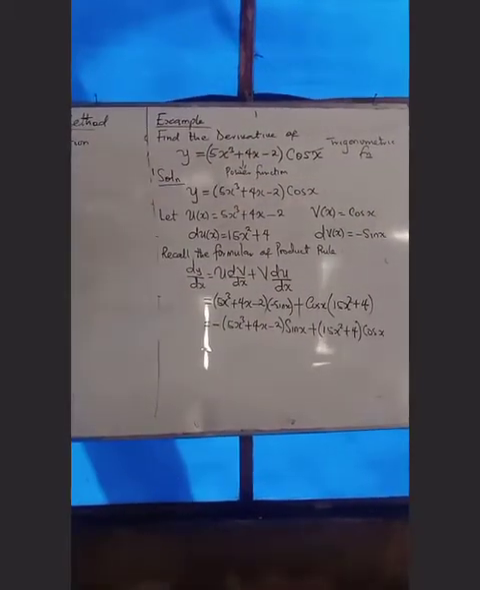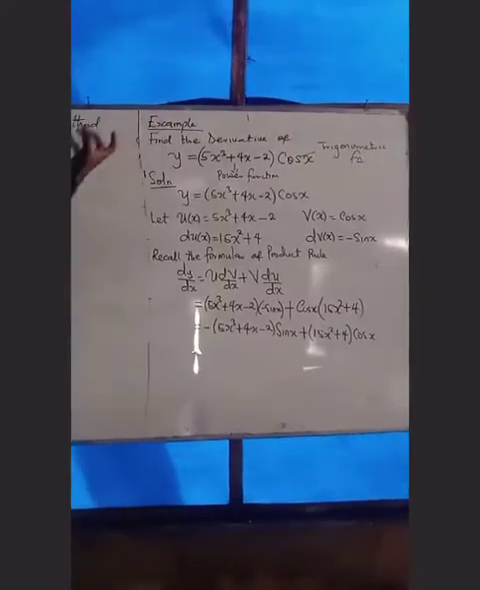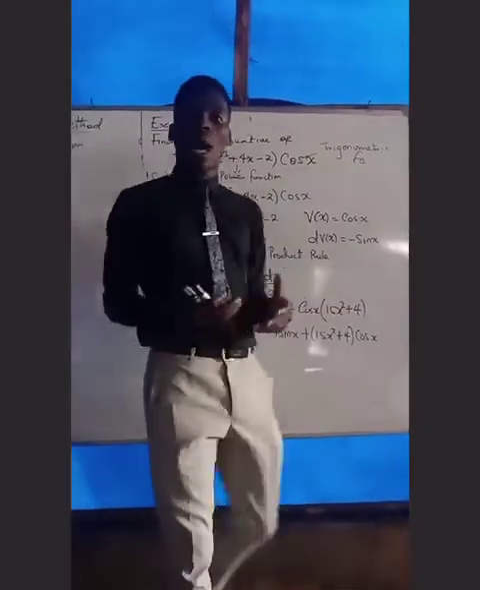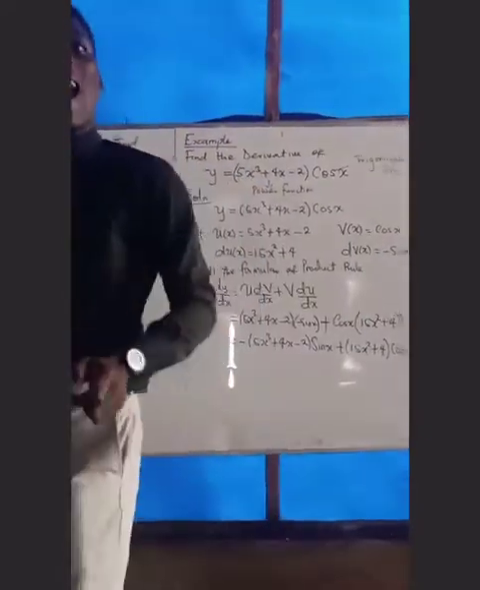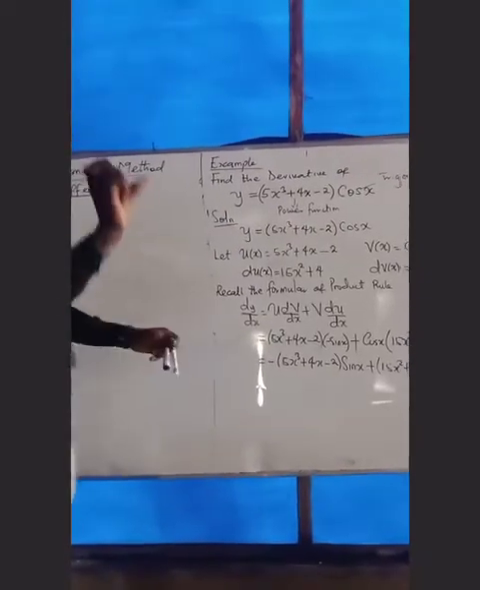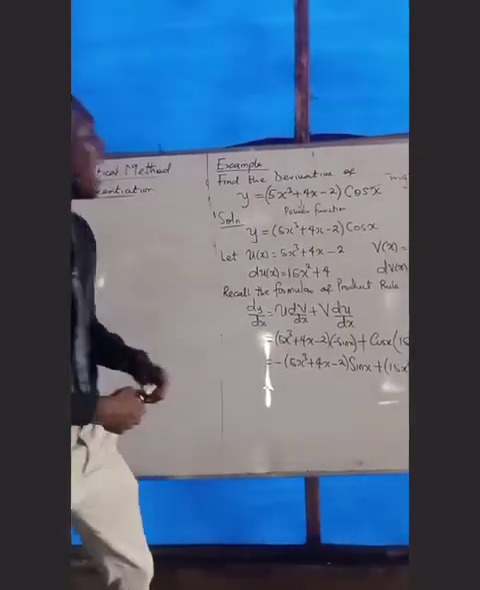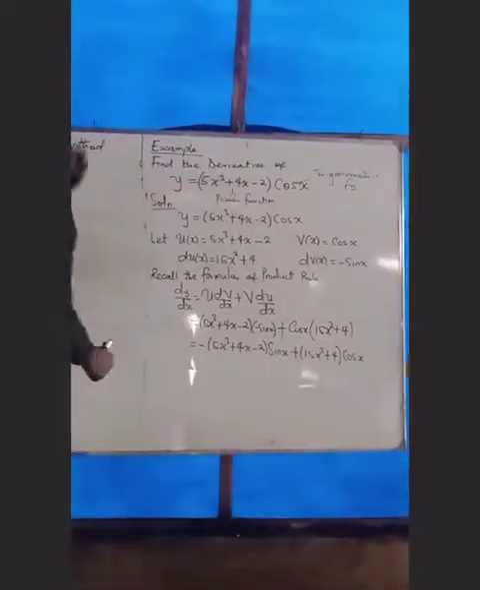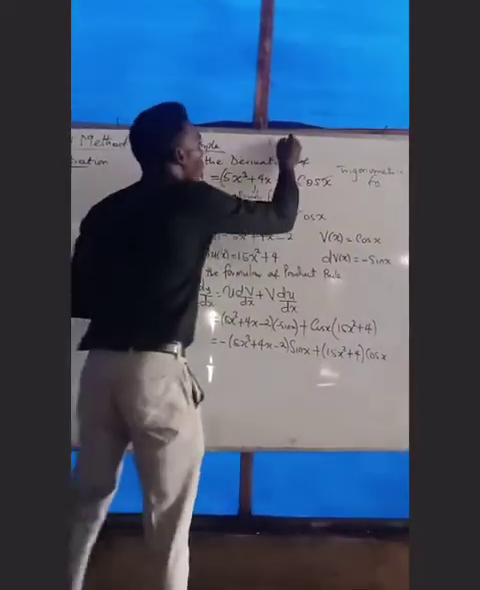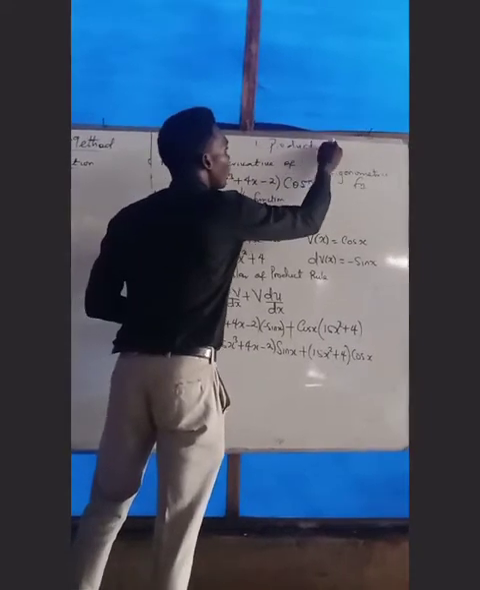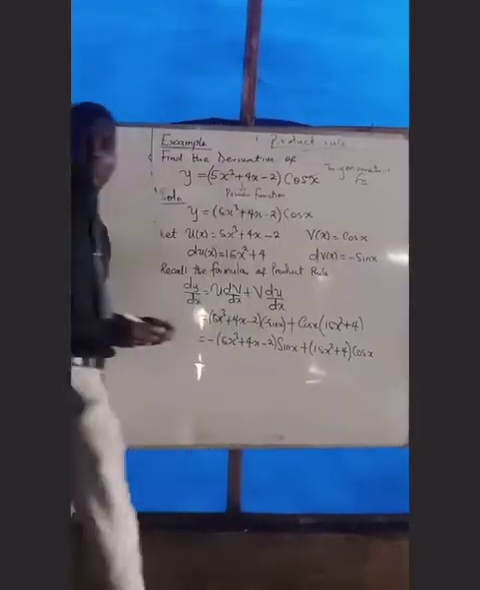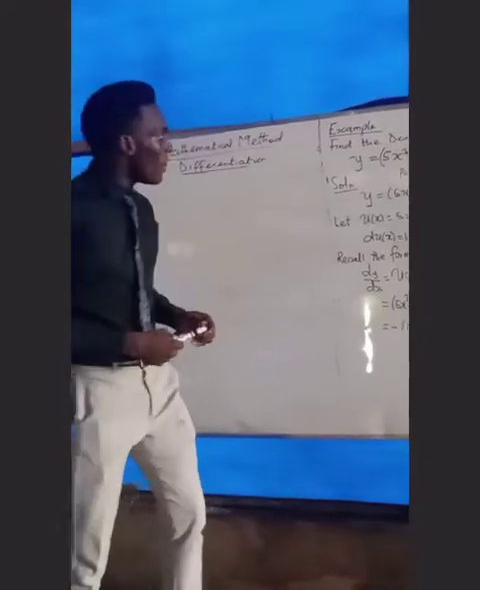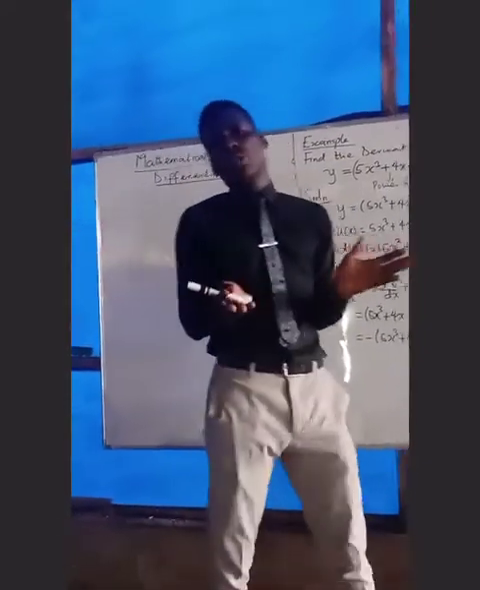And another thing we can see happening between these two functions is that the two functions are multiplying each other. Anytime two functions are multiplying each other and we are asked to find the derivative of this function, the only rule we apply is what we call the product rule. Now, to apply the product rule is very simple.